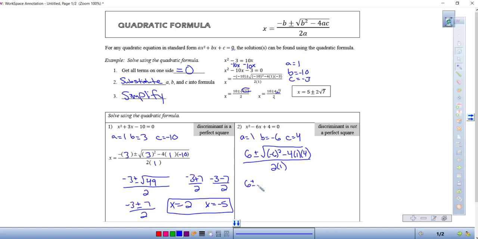Start by simplifying underneath the square root and multiplying the bottom. That's easy, 2 times 1. Put this in your calculator.